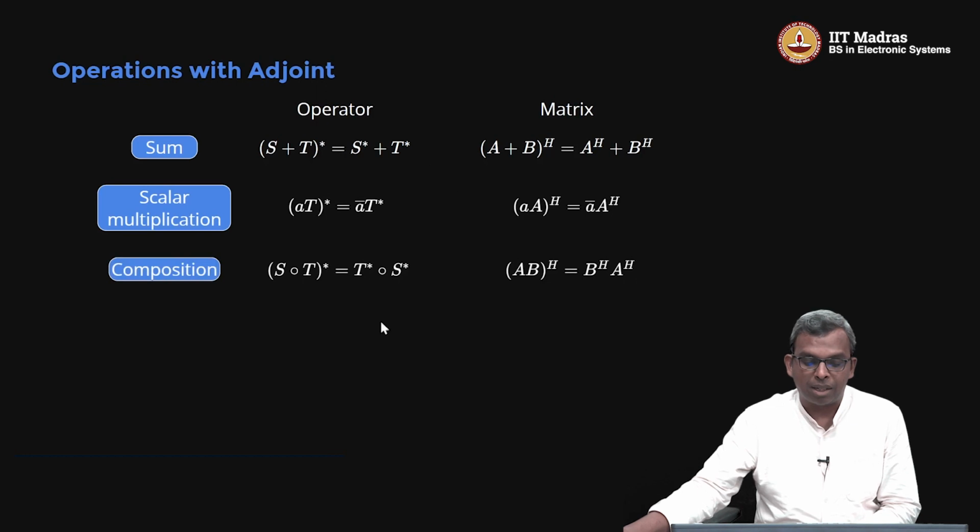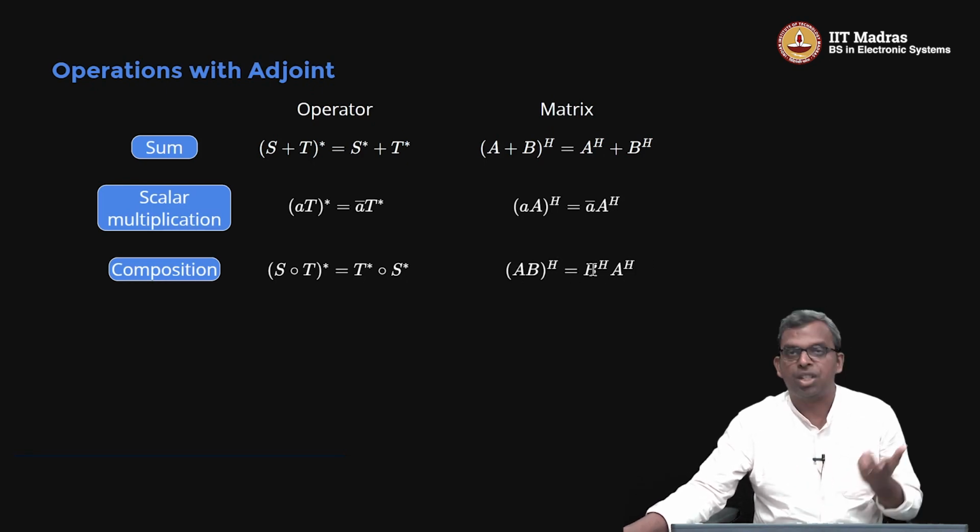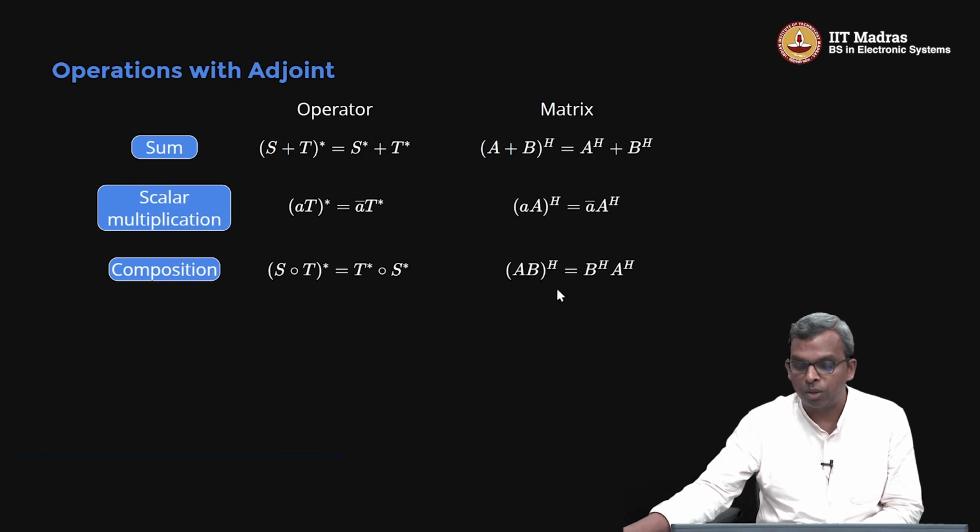Now, product is something that is slightly more interesting, product or composition. Okay, so addition of two matrices is easy, multiplication of a matrix by a scalar is easy. When I multiply two matrices, what happens? If I do composition of S and T and then take adjoint, here is an interesting little twist. You get T star composed with S star. The order reverses. Okay, same thing happens with the matrix here. AB whole Hermitian is B Hermitian times A Hermitian. Okay, so this is one thing where the result is a little bit different.